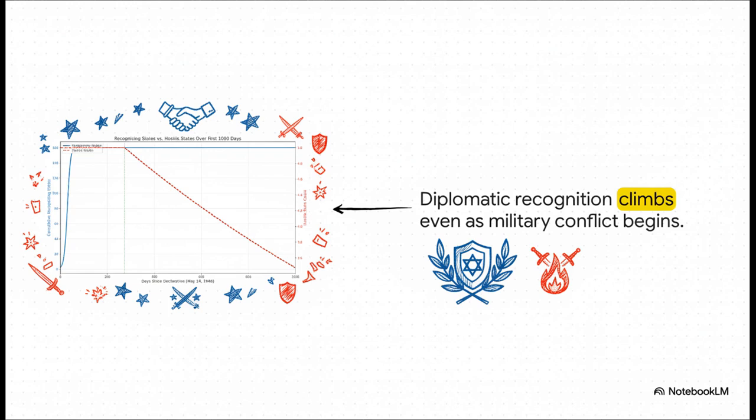And right from that moment of declaration, 2 powerful, totally opposing forces are set in motion at the exact same time. You can see it so clearly here. The blue line, that's the number of countries offering diplomatic recognition, and it just shoots upwards. At the same time, the red line shows the conflict with hostile states kicking off. The model really lays out how diplomatic legitimacy was growing, even while a war was starting.